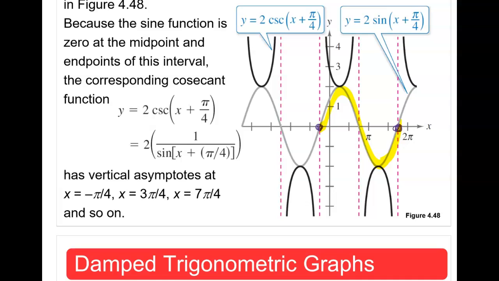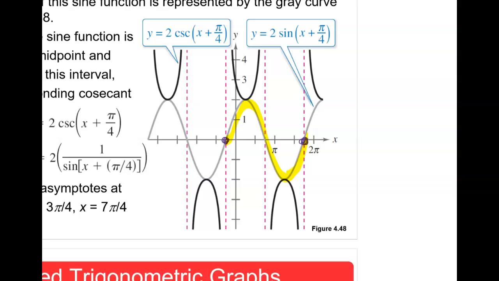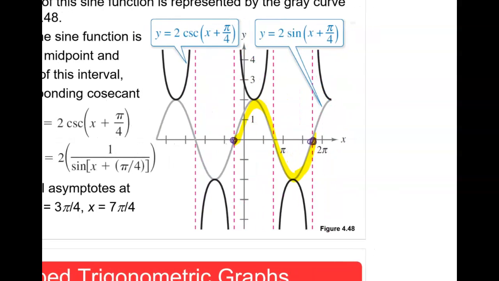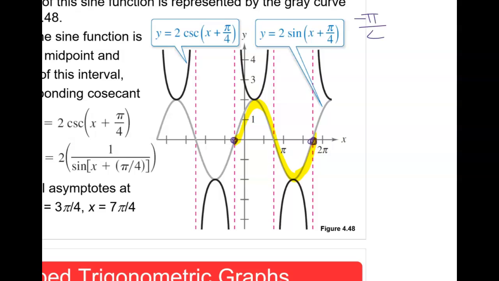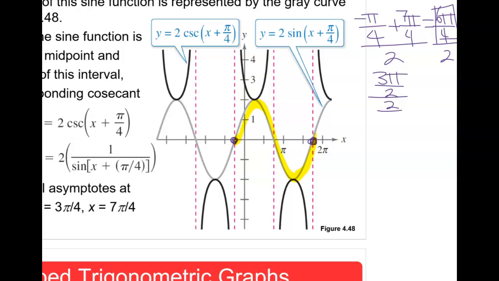Remember, we had a little trick for that, and it's all about finding midpoints. So if we have negative pi over 4 and we add the 7 pi over 4, we will get 6 pi over 4. And remember, we're going to take the half point, so we're going to eventually divide by 2. So first, let's simplify 6 pi over 4. That will equal 3 pi over 2. And then dividing by 2, that will be 3 pi over 4. And that will be our other x-intercept, which is right there. So this is also another x-intercept.